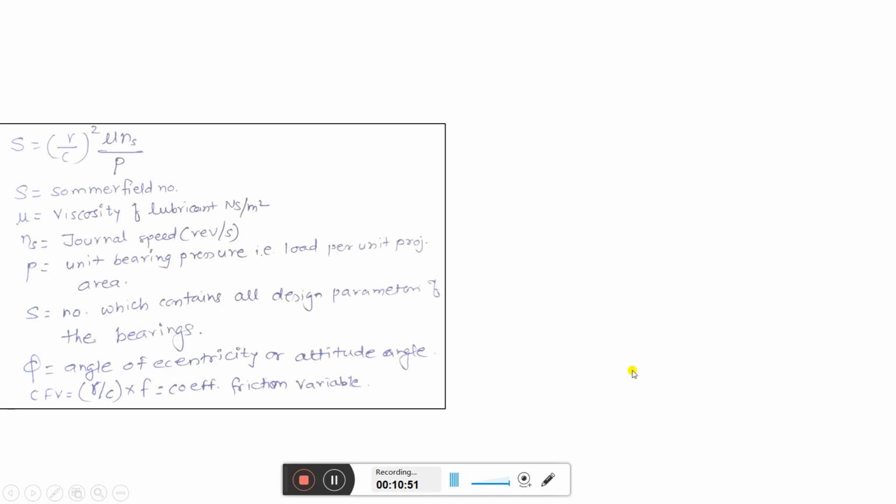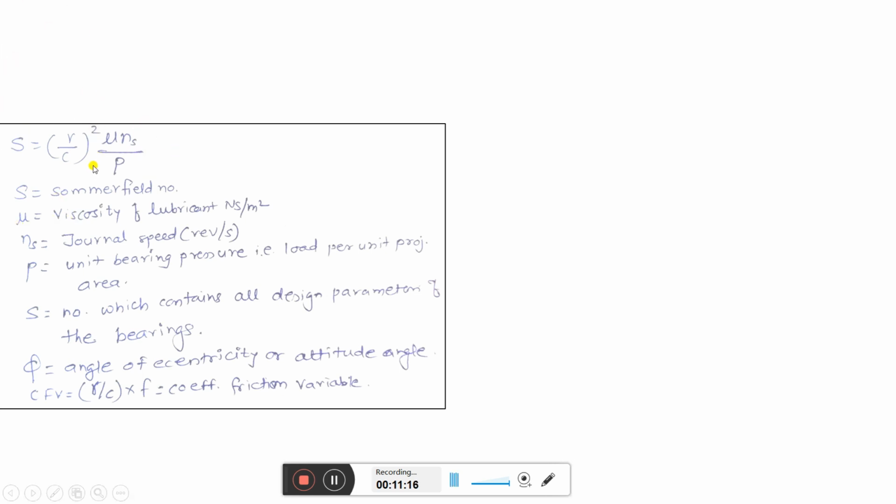Fine. So the next dimensionless number we are going to see, the important one, is the Sommerfeld number. The Sommerfeld number is equal to (R by C) whole square into mu ns by p. You don't bother about the derivation of how this equation is obtained. You simply keep in mind what the Sommerfeld number is: a dimensionless number having the value (R by C) squared times mu ns by p.